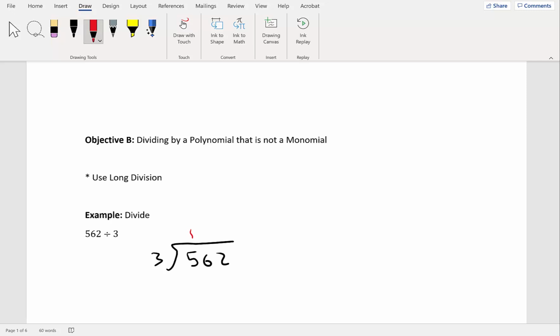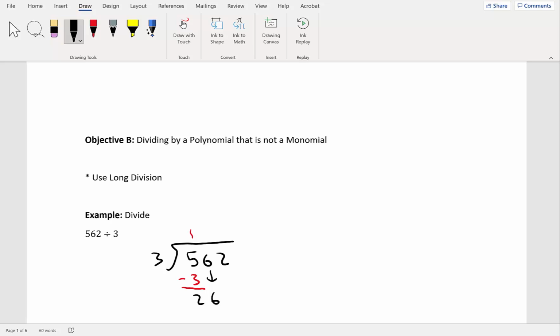So after you figure out how many times 3 goes into 5, okay, we got 1. Now the next step with long division is to multiply. So now 1 times 3, I get 3. And now we go ahead and subtract. Okay. So 5 minus 3, we get 2. After you subtract, the next step is to bring down the next number. And now you repeat the process.